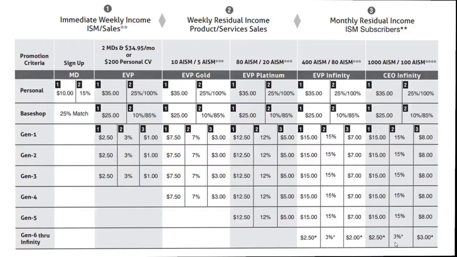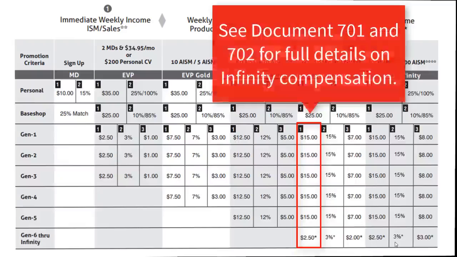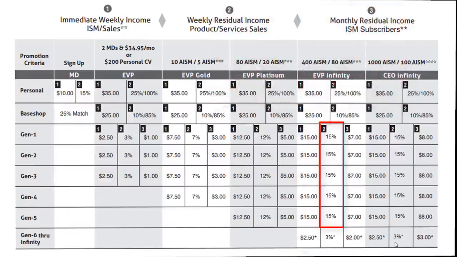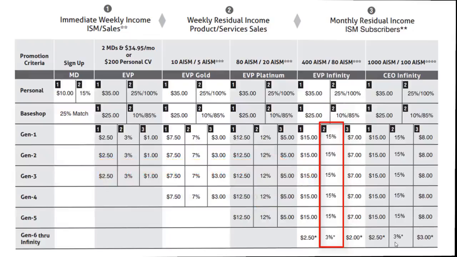A qualified EVP Infinity is eligible to earn on generations 1 through 5, $12.50 for each membership sold, plus $2.50 for each membership sold in generations 1 through Infinity, down to the next qualified EVP Infinity, and then 50 cents on each membership down to the next qualified EVP Infinity. Also 12% of team sales CV generated, plus 3% of team sales CV down to the next qualified EVP Infinity, and then 2% of team sales CV down to the next qualified EVP Infinity.